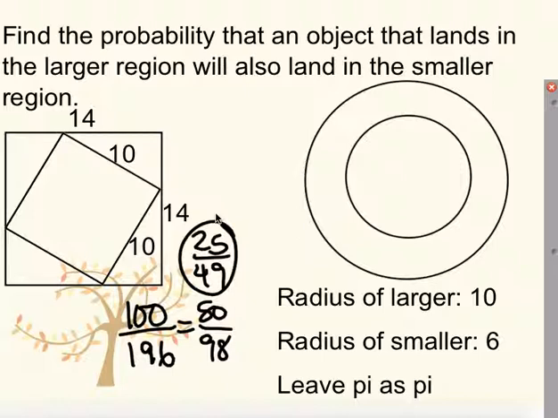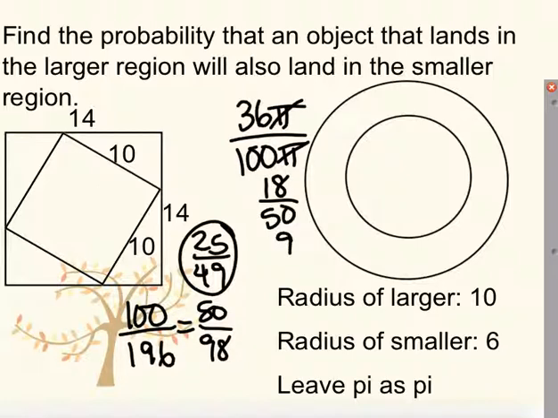Okay, and so it says that the radius of the small is 6. So if I do pi r squared here, I'm going to get 36 pi over the radius of the larger, which is 10, so we get 100 pi. Well, the pi's cancel out and we get 18/50ths or 9/25ths. Okay, it's a 9/25ths chance of getting in the smaller circle.